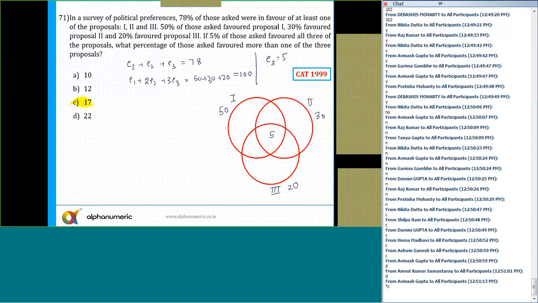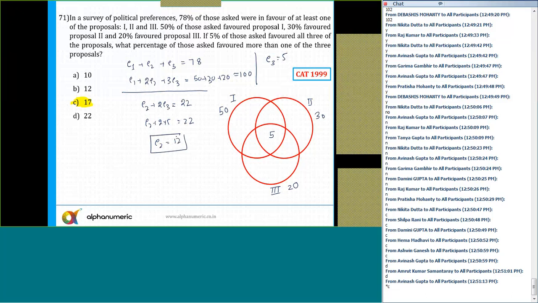Now take a difference of these 2 equations. I'll get exactly 2 plus twice exactly 3 equals 100 minus 78, which is equal to 22. And exactly 3 is 5. So E2 plus 2 into 5 is equal to 22. So what is the value of E2? E2 is equal to 12.